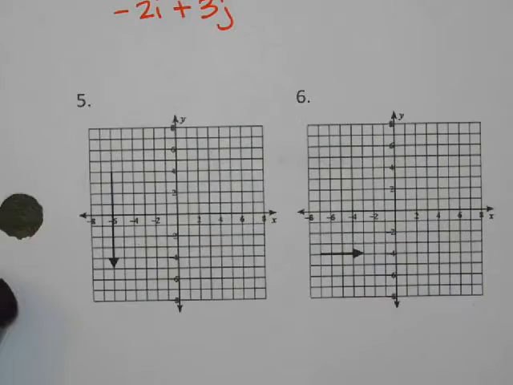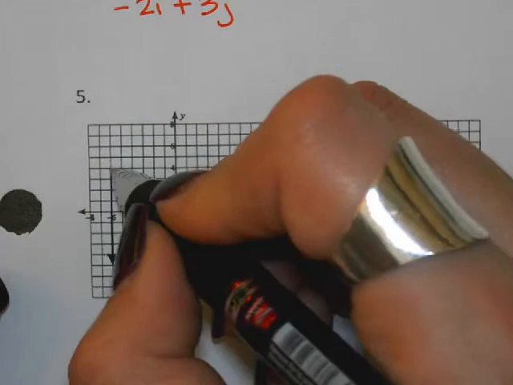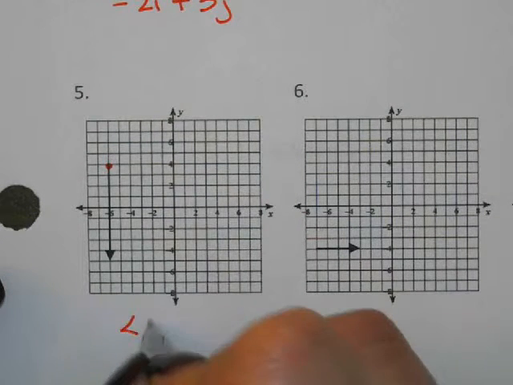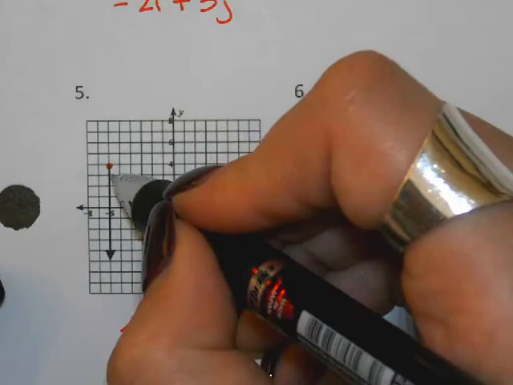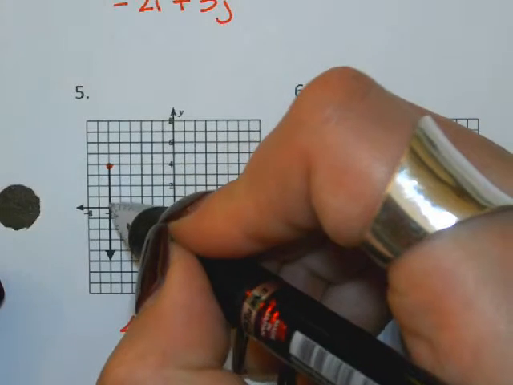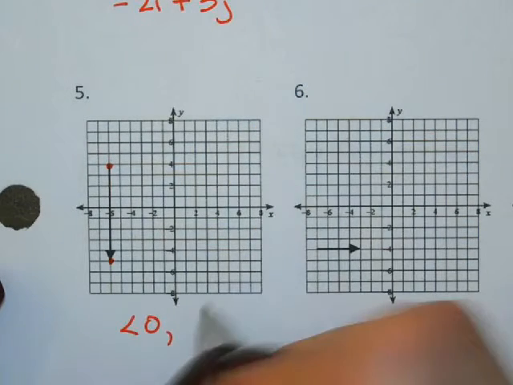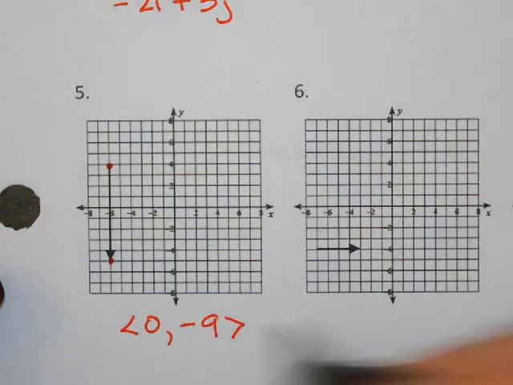What about if we look at problem number 5? Does that one go left or right at all? No, so we're going to say 0. And then if we count, it goes down 9, so I'm going to say 0, -9.